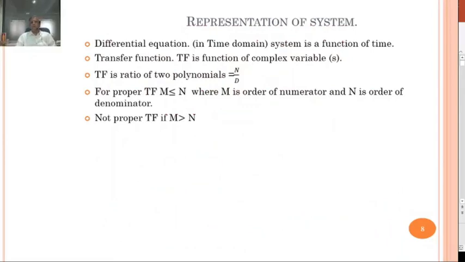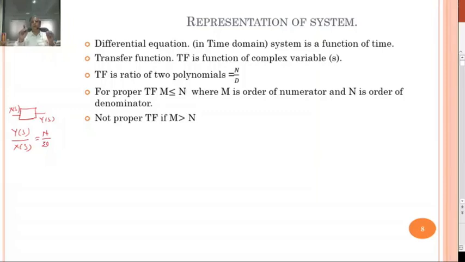Then the representation of the system. Now there are two methods to represent the system. One is using the differential equation, meaning the output and the input are related in terms of the differential equation, and the second one is finding the transfer function, and the transfer function is nothing but the system output divided by input. If Y of s is the output, X of s is the input, then Y of s divided by X of s, meaning this is two polynomials in numerator and denominator, and this is called the transfer function. Means the system is represented in two ways.